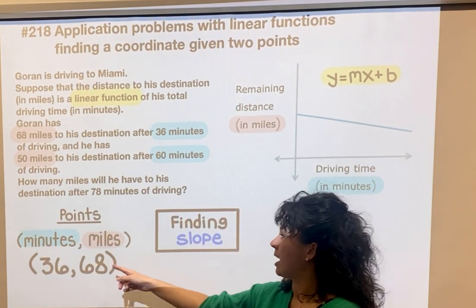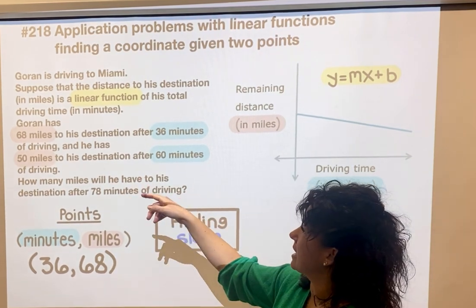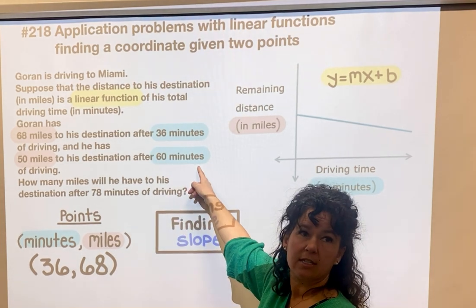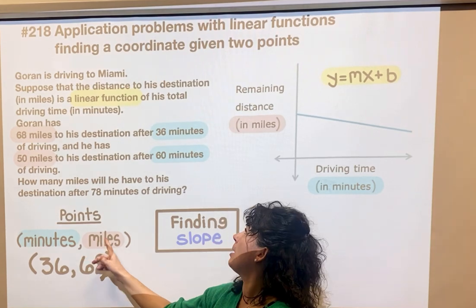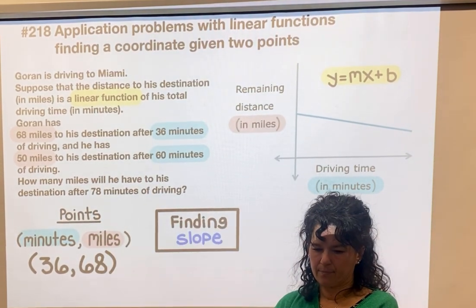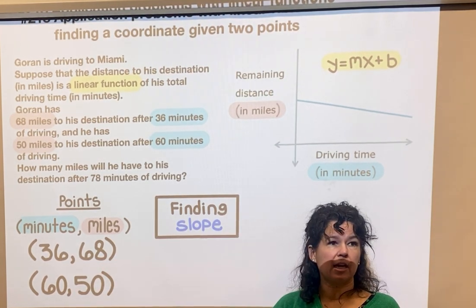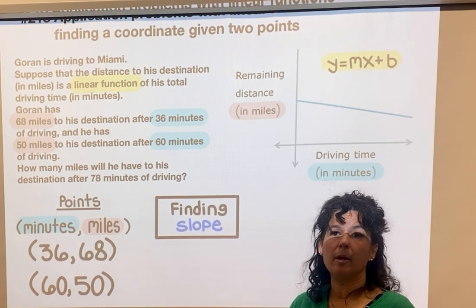All right, so they just handed me a point. I continue reading and it says, and he has 50 miles to his destination after 60 minutes. So again, if I make a point with minutes, comma, miles, it's going to be 60, comma, 50. Now that I have 2 points, I can write the equation of a line. And to write the equation of a line, I'm going to need an m and a b.